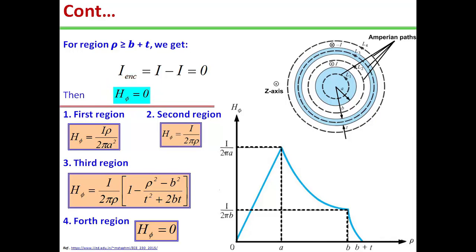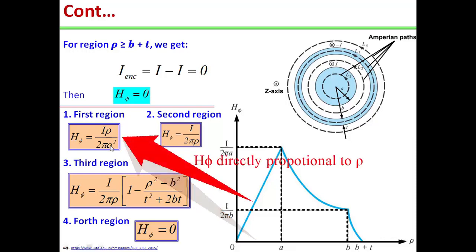Now we have to plot H phi against rho. The magnitude of H is sketched in this graphical representation, where the x-axis has rho and the y-axis has the magnetic field intensity, that is H phi. You can see from the graph, where rho varies from 0 to a, that is region 1, the path L1, we will have H phi equal to I rho divided by 2 pi a squared. Here you can see H phi is directly proportional to rho. So in this case H phi is linearly increasing.